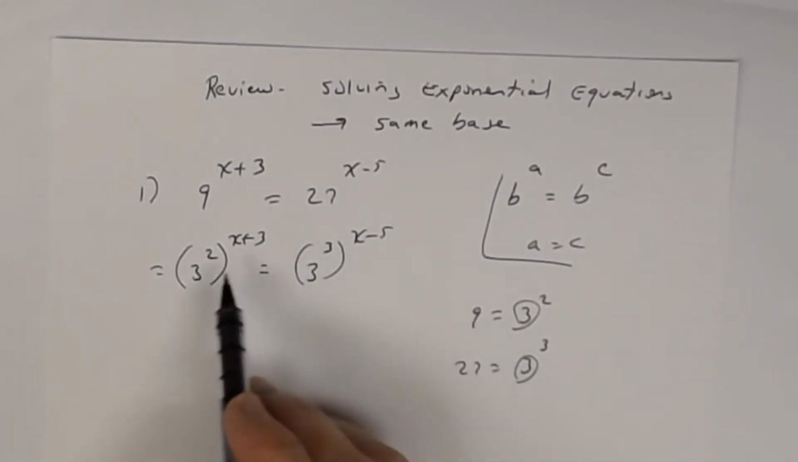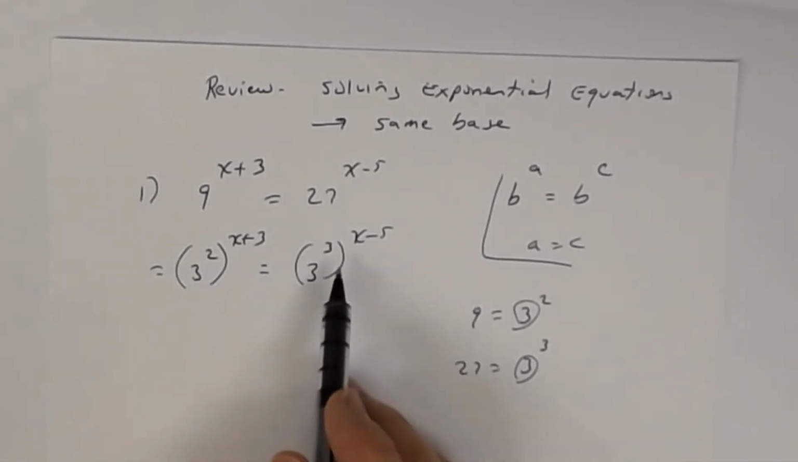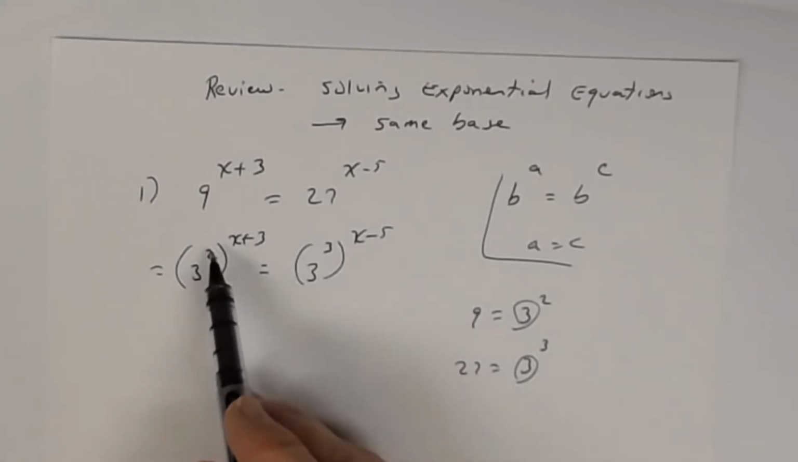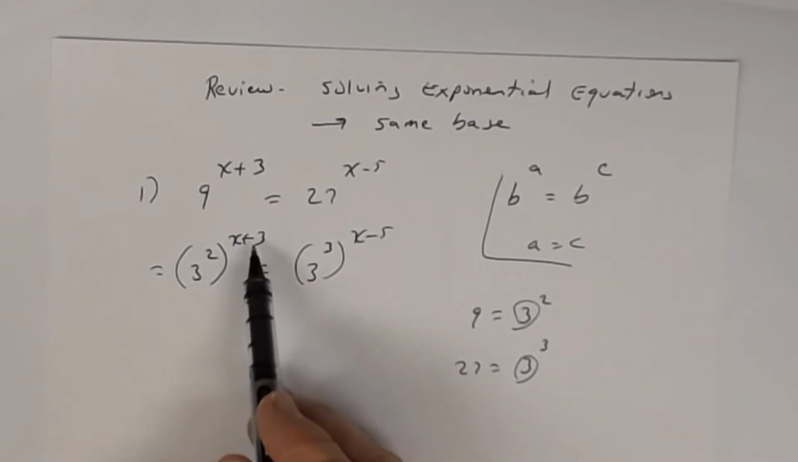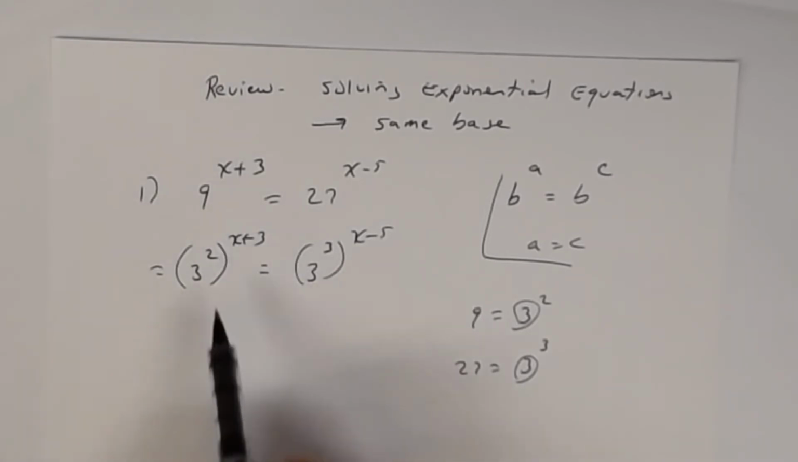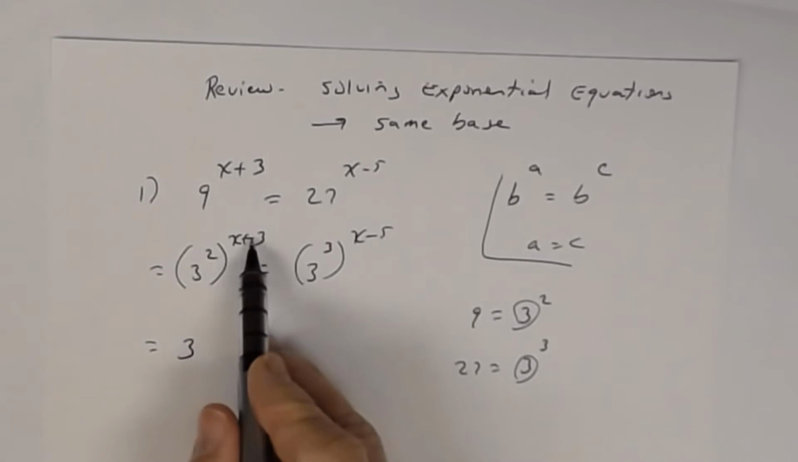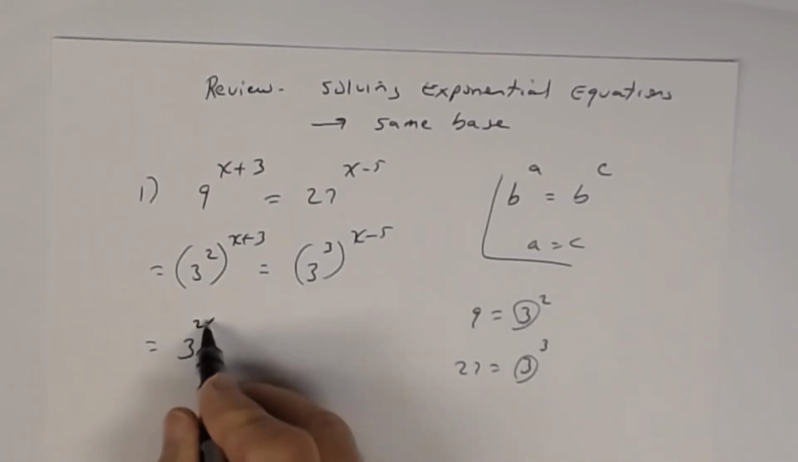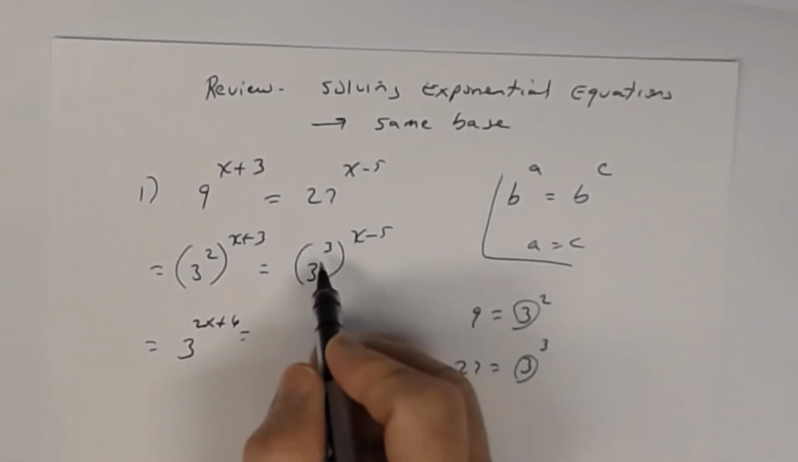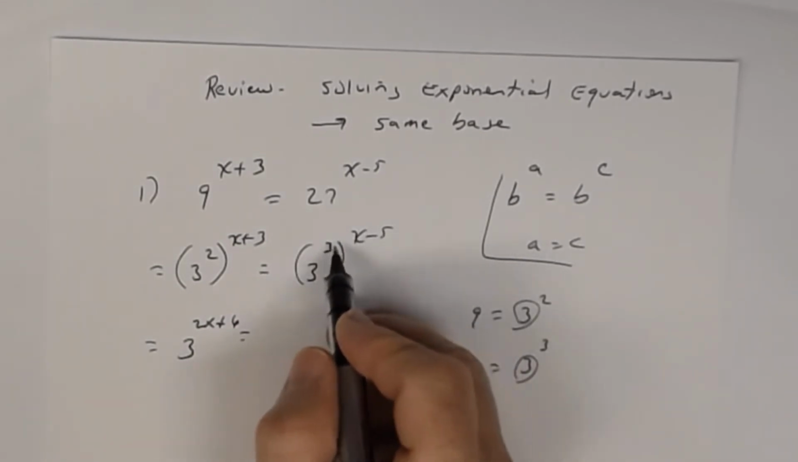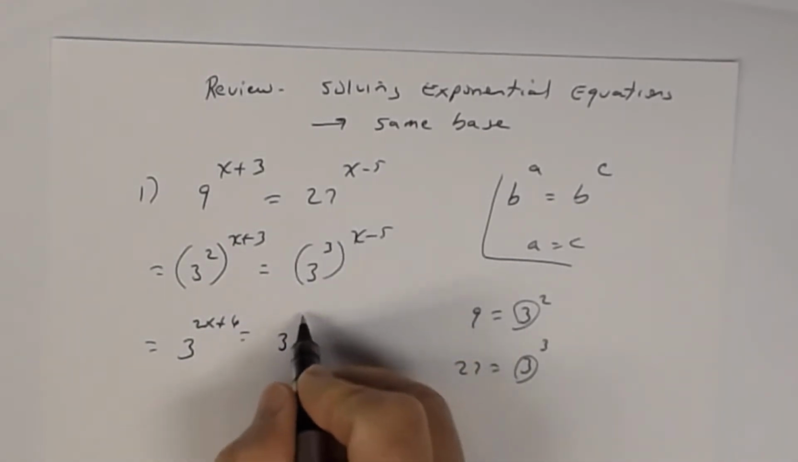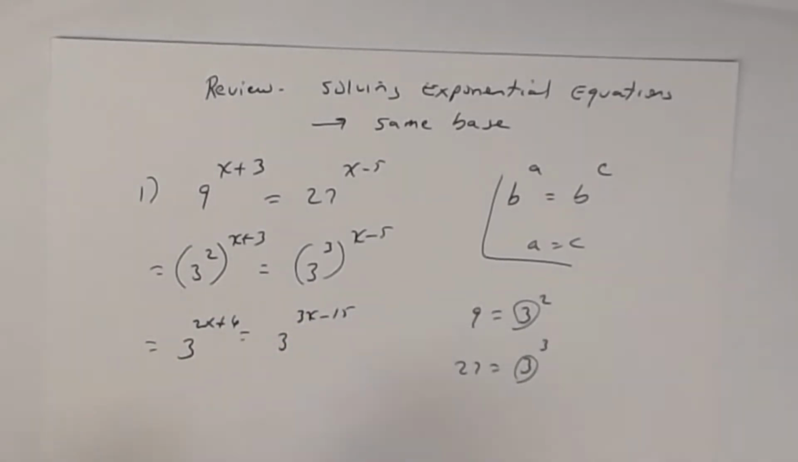And the reason why parentheses are important is because now you're going to get rid of the parentheses, and notice that when you have a power raised to a power, you multiply. So all of these terms here are being multiplied by this 2. So this becomes 3, and then you're going to distribute the 2 here, so it's 2x plus 6. Both of those terms are multiplied by 2. So 2x plus 6 equal, and then the same thing here. Getting rid of the parentheses, you have a power raised to a power, so you're going to multiply those exponents. So that becomes 3 to the 3x minus 15.